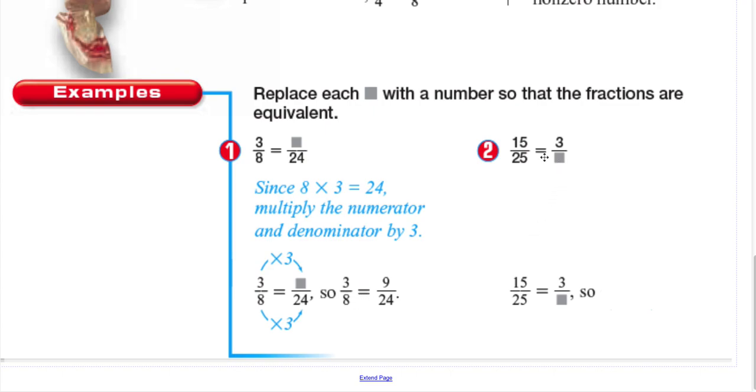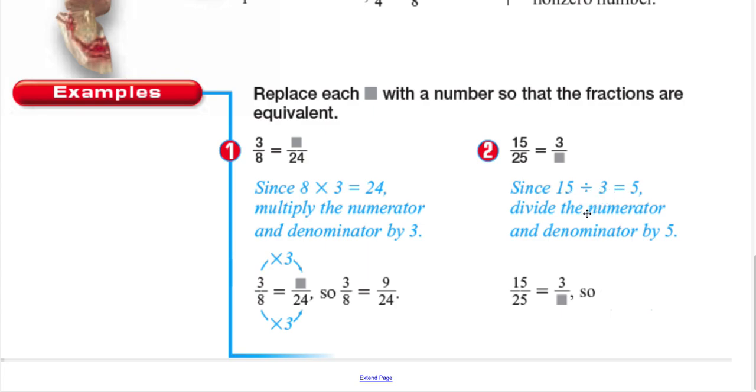In the same manner, in example number 2, 15 over 25 is equal to 3 over the square. We don't know what the square is. Since 15 divided by 5 is equal to 3, divide the numerator and the denominator by 5. You end up with 3, and 25 divided by 5 gives you 5. So the equivalent fraction is 3 over 5.